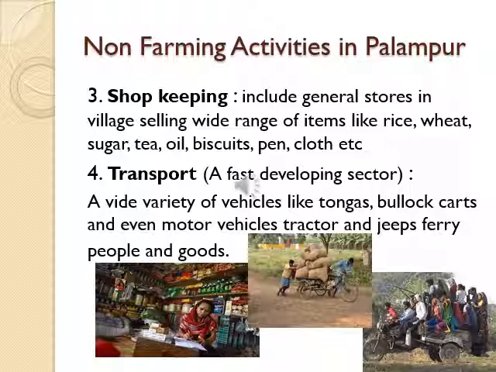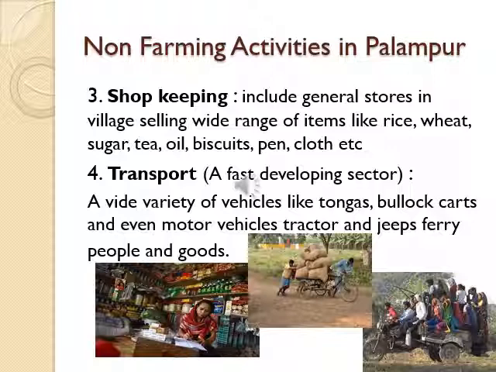Last but not the least, the last non-farming activity and one of the fastest developing sectors is transport. Whenever we think of a village, we think of bullock carts and tongas running. But this village, as we've already studied, is a fairly developing village. So it definitely has tongas and bullock carts, all of that. But apart from tongas and bullock carts, it also has motorized vehicles running that ferry people from one place to another. Not just people, it also takes goods from one place to another. So even the transport in the village Palampur is fairly developed and it is growing at a faster pace. So these were the non-farming activities that happen in Palampur along with farming.